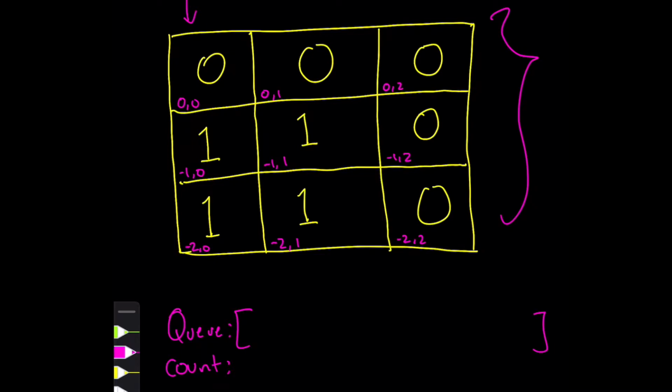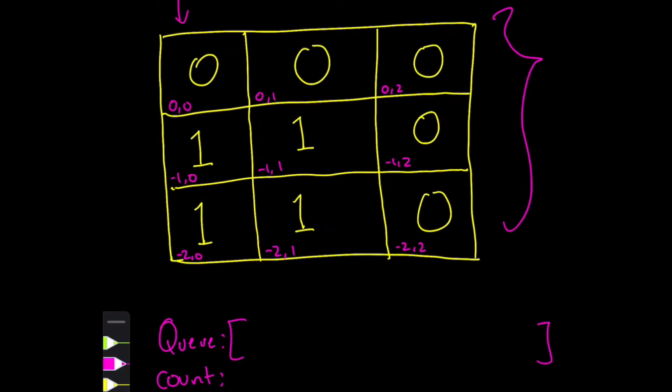Our first number in each of these tuples is going to represent the row of each of our cells, and our second number is going to represent the column of each of our cells. So what we're going to initially store in our queue is the coordinate 0, 0. And also for our count variable, remember this count is going to hold the total length of our path that we're going to return at the end.